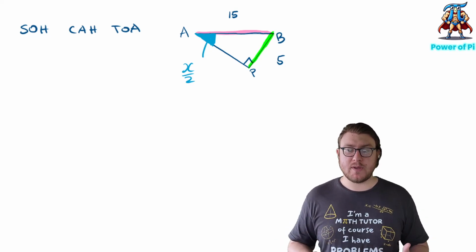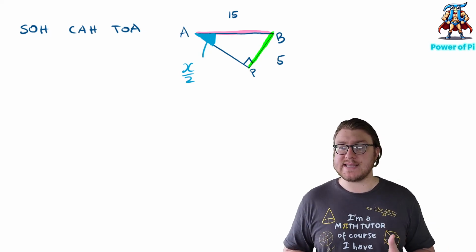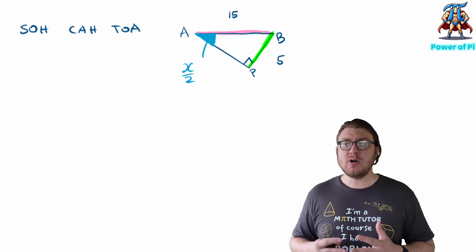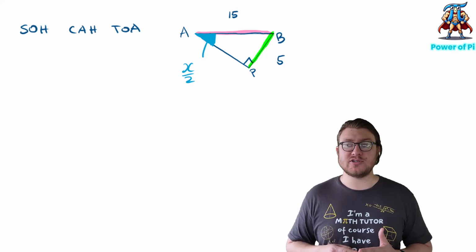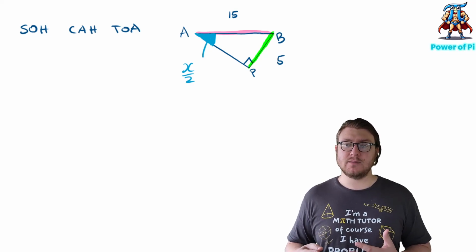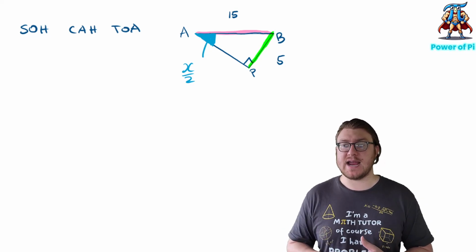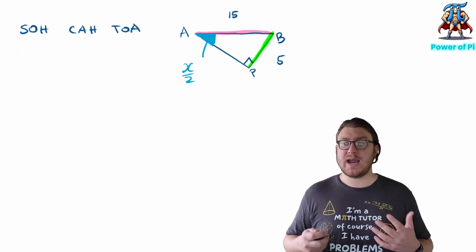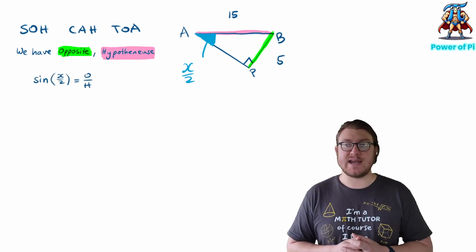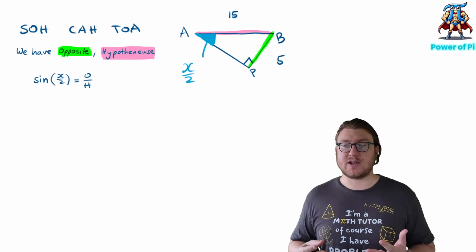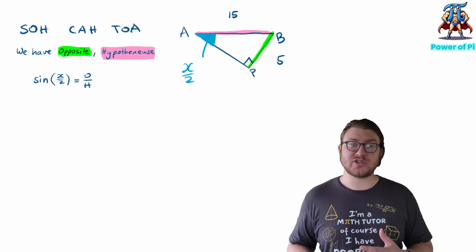SOHCAHTOA, hopefully you remember all the triangles for SOHCAHTOA so you can construct them during the exam. And now, what do we have? Well, if we have a look, 15 is the hypotenuse, it's opposite the right angle, and 5 is opposite the angle, so that's the opposite side. We have the opposite and we have hypotenuse, so what does that mean? We need to use sine. So let's set up the equation. Sine of the angle is opposite over hypotenuse.